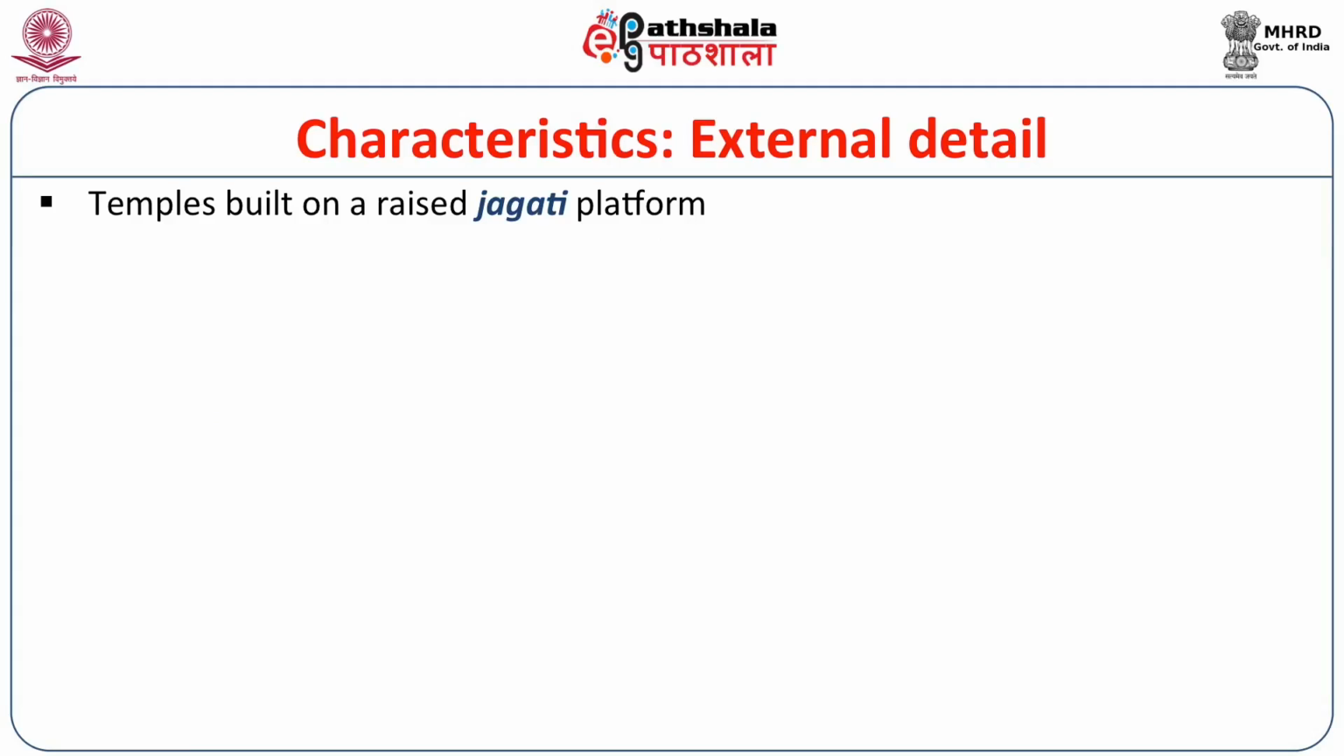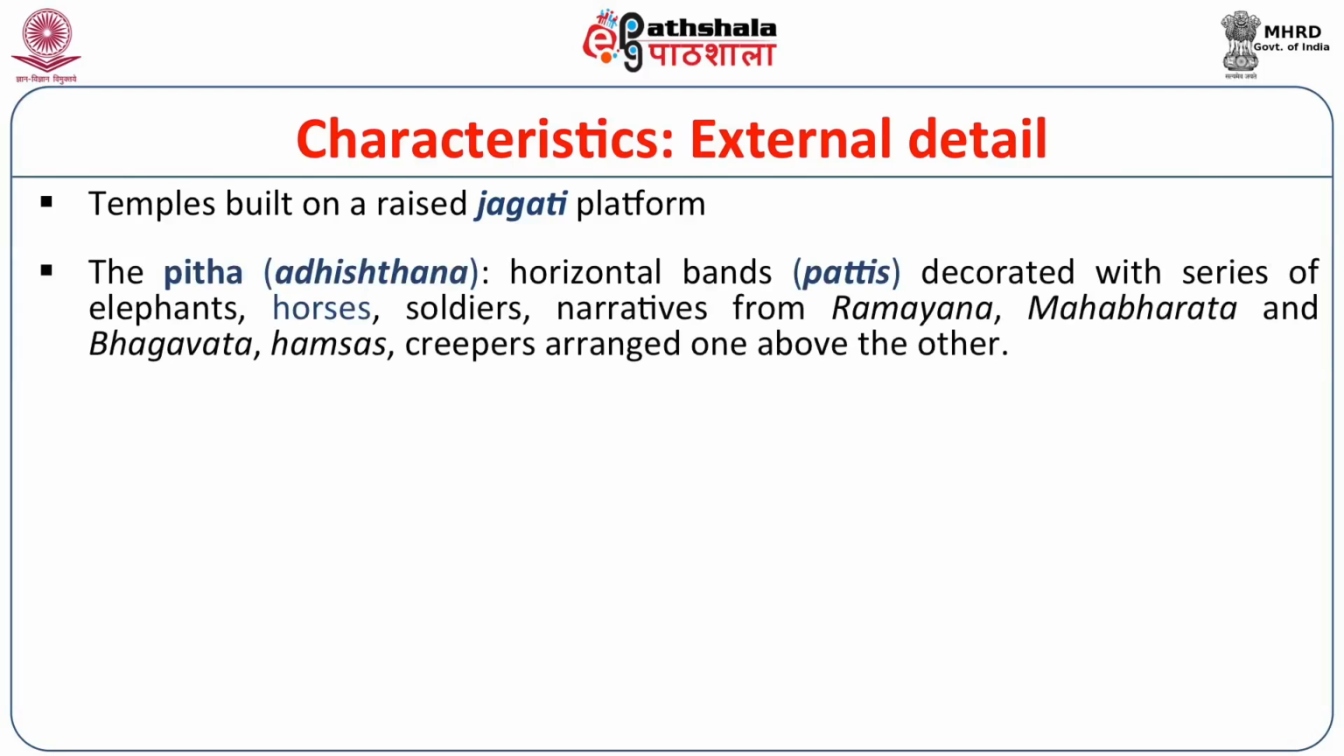The external characteristics of the Hoysala temples are as follows. The temples are built on a raised Jagati platform. The Pitha or Adhisthana has horizontal bands called pattis or tharas, which are decorated with series of elephants, horses, soldiers, narratives from Ramayana, Mahabharata and Bhagavata, Hamsas, creepers arranged one above the other, and so on.